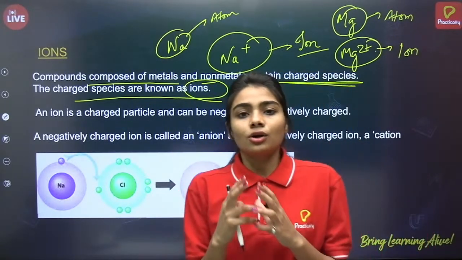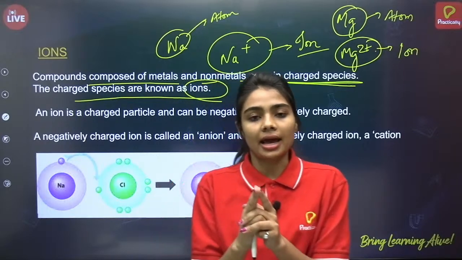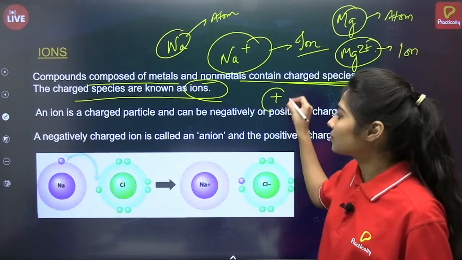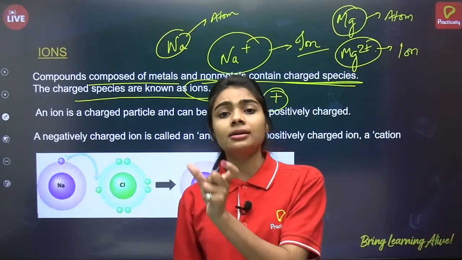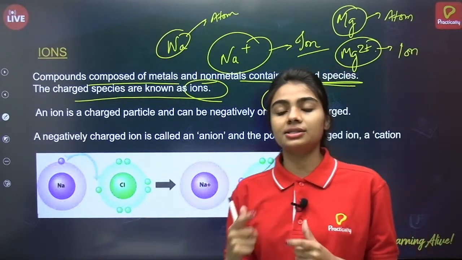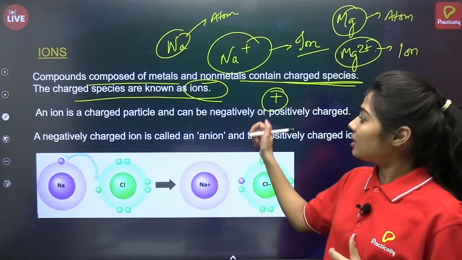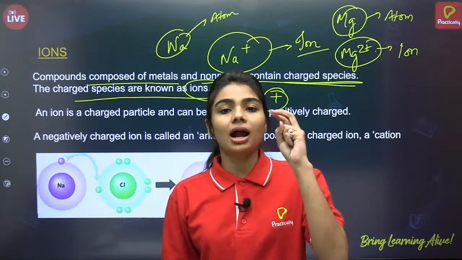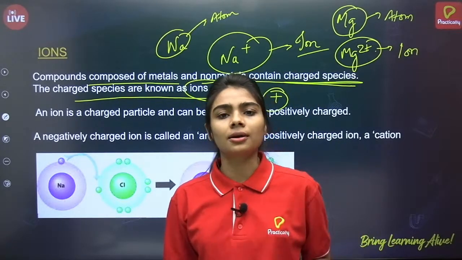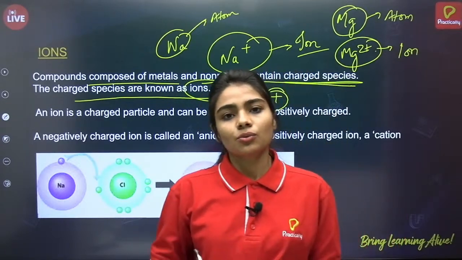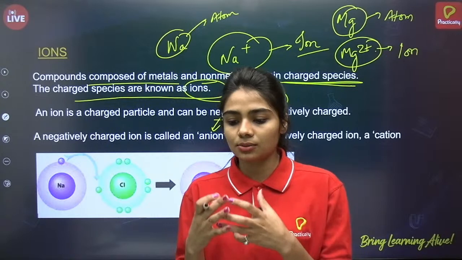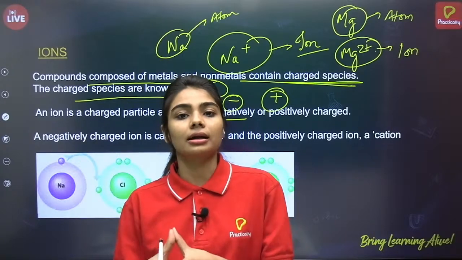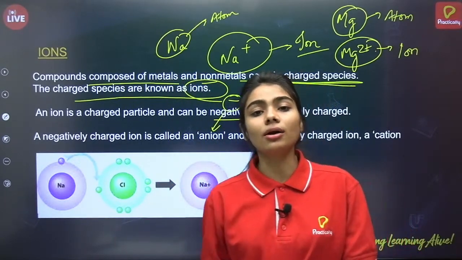But there are two types of ions, that is cation and anion. What is a cation? When an ion has a positive charge, it is termed a cation. If an ion has a negative charge, then it is termed an anion. So there are two types of ion, cation and anion. Yes, Aslam, if there is a positive charge, it is a cation. If there is a negative charge, it is an anion.